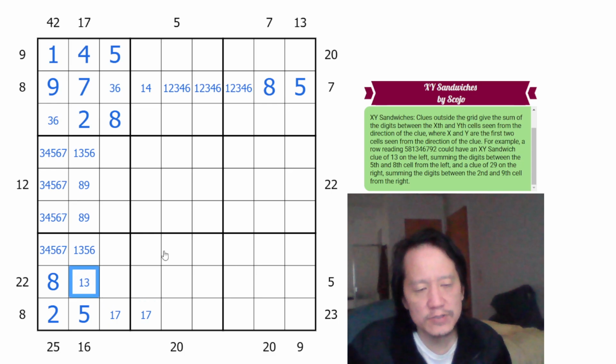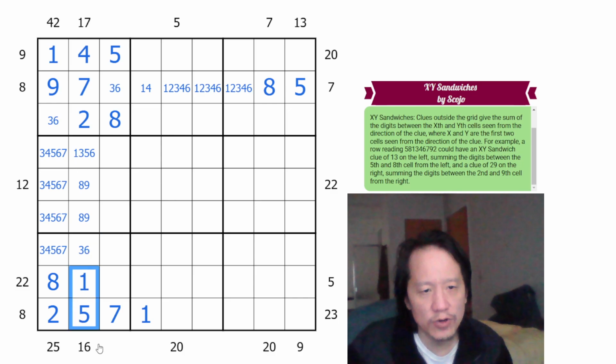This can't be 5 or 6. We tried 3 and 5. That doesn't work because that's only 1 digit, and that adds up to 16. So this has to be 1. And this, therefore, this is 7, which makes this 1. This can't be 1 or 5. Between 1 and 5 is 3 digits. So it has to be 1, 6, and 9.